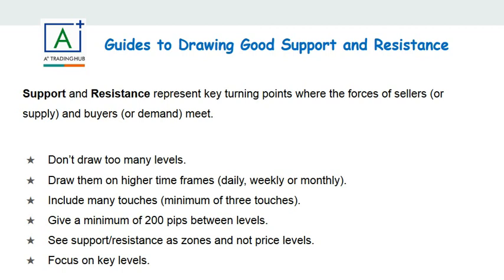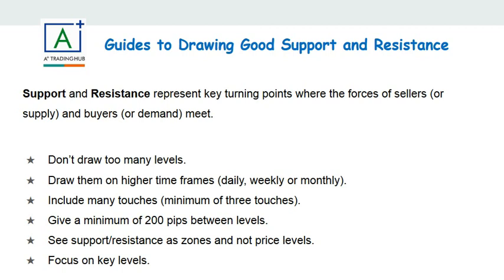Because if you draw too many levels, your chart will be cloudy. You will not be able to see what price is really doing. Also, when drawing your support and resistance, draw them on the higher time frames like the daily, the weekly, or the monthly time frames, because on the higher time frames, the support and resistance tend to be very concrete. Price tends to respect the support and resistance on the higher time frame, whereas the support and resistance on the lower time frame are like crutches to the market.